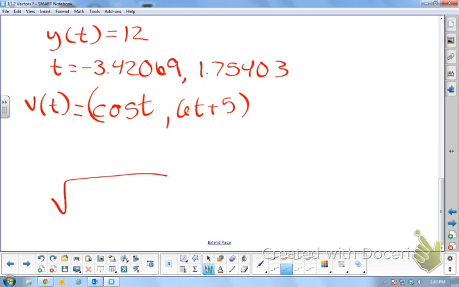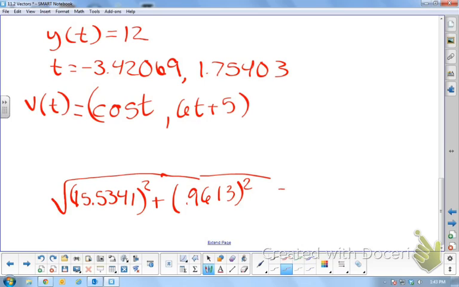So, square root of 15.524 squared plus 0.9613 squared, and it equals 15.5538. And then there would be a second one, because we had to do both. 15.5252. So it's pretty close to what we had. So if it asks it like that, then we have to give both of them.